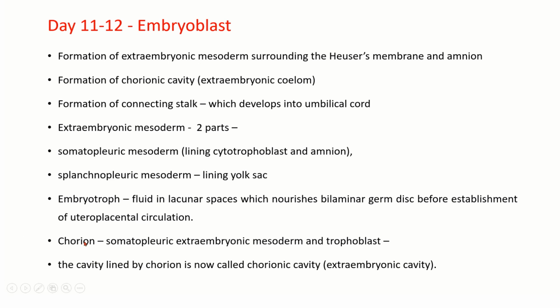Then the chorion is formed by the somatopleuric mesoderm of the extraembryonic mesoderm and the cytotrophoblast. Both together form the chorion. The amnion was formed by amnioblasts, whereas the chorion is formed by the somatopleuric part of the extraembryonic mesoderm and the cytotrophoblast. The cavity lined by the chorion is now called the chorionic cavity or the extraembryonic cavity.